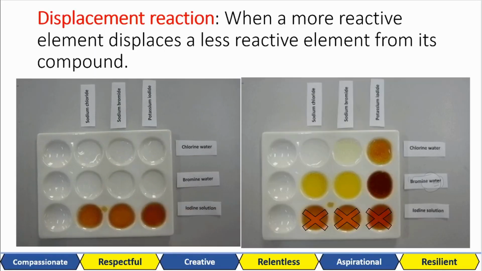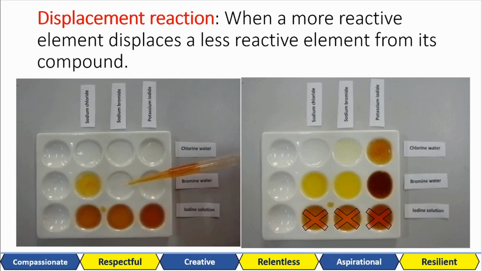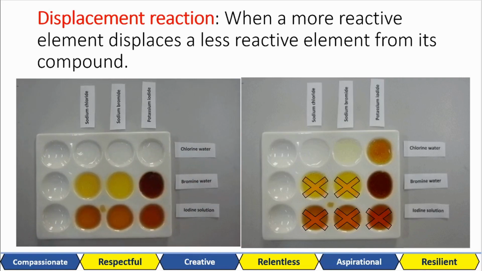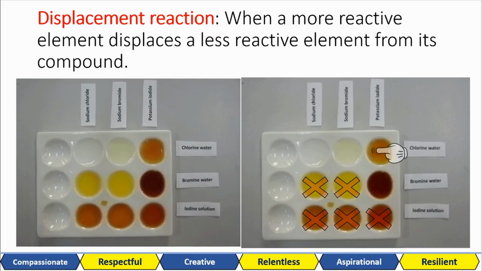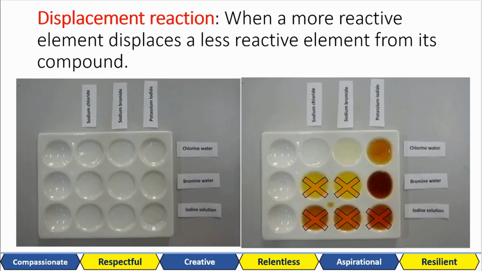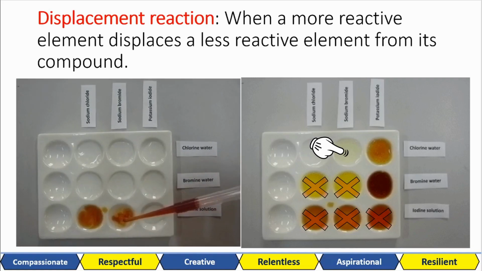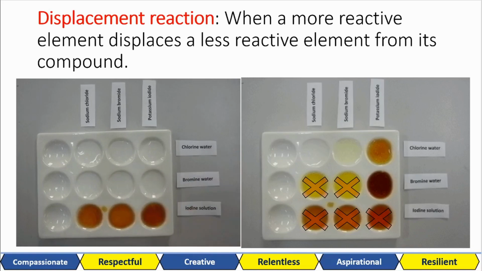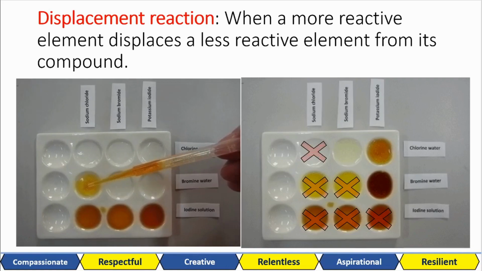The only one that changed here is the potassium iodide, since that's the only one that bromine water can displace. The last one is a little bit difficult to see, but we see a slightly yellow-green solution here because bromine has been displaced and an obvious reaction over here.